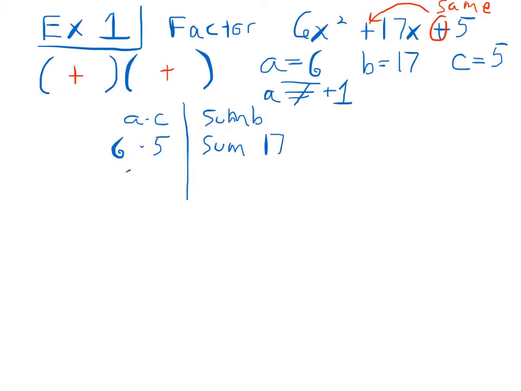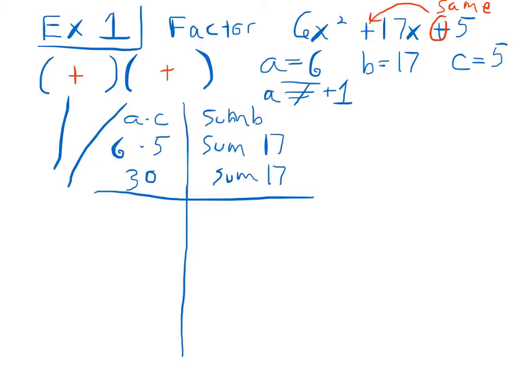So 6 times 5 is 30, and again, it needs to be a sum of 17. So now what we can do is start listing out all the positive factors. Remember, both of these, the signs, and we can even show it. I like to come down here and just write positive. That way when I'm thinking about my factors, the signs are right there reminding me they're both positive. So let's start with the simple ones, 1 and 30. And you should start thinking these two numbers can't be really far apart from each other because they have to have a sum of 17.